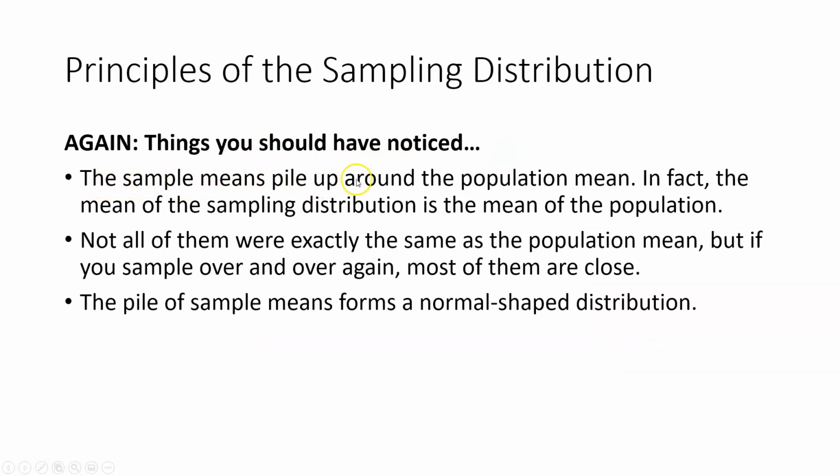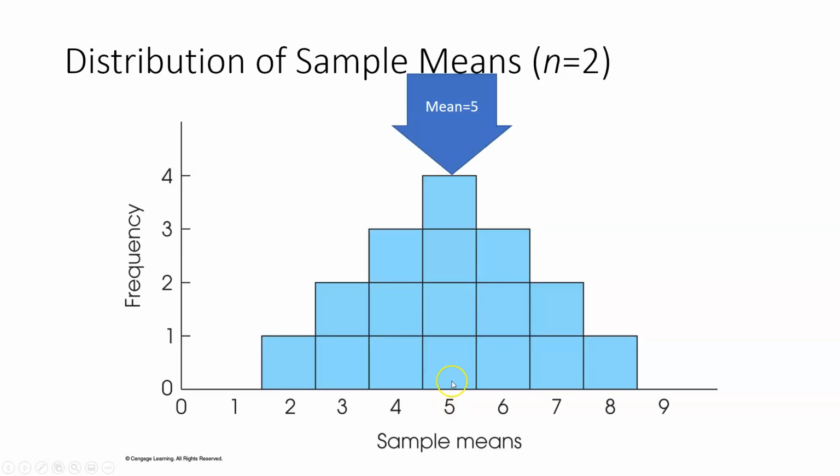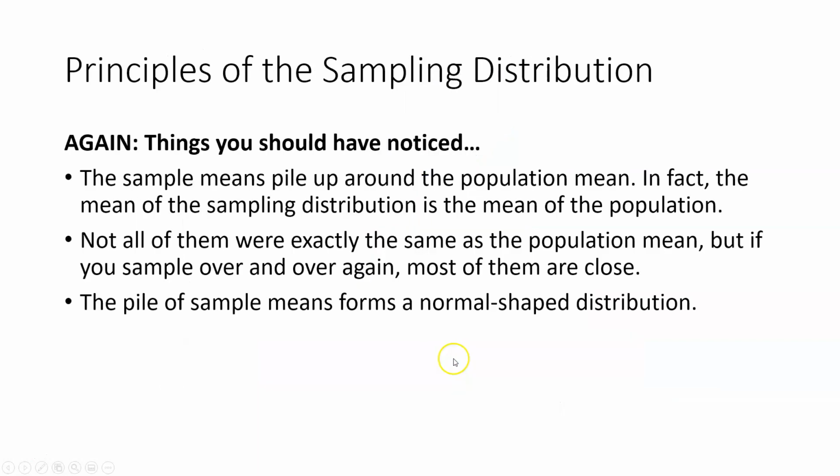So again, there are some things you should have noticed in that process. The sample means pile up around the population mean. In fact, the mean of the sampling distribution is the mean of the population. Going back, you see the mean of the population was 5, and the mean of the distribution of sample means is also 5. Most of the sample means are very close to 5. Some are 4, 3, a few are further away like 2 or 8, but most of them are very close to 5, between like 4 and 6. Some of them are exactly 5, but the point is they're lumping around 5.